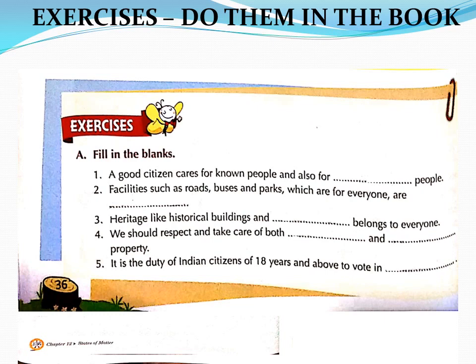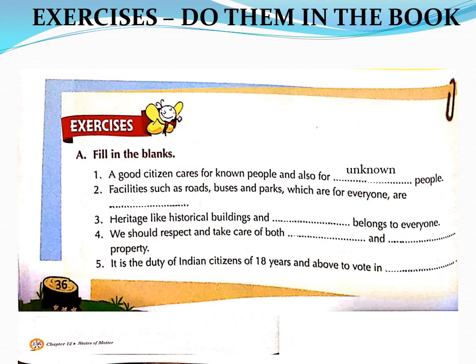First one is fill in the blanks. Number A. A good citizen cares for known people and also for dash people. I am talking about number 1. What will come in the dash? It will be unknown. They will take care of the known people as well as the unknown people.